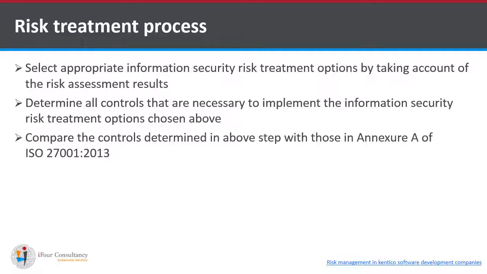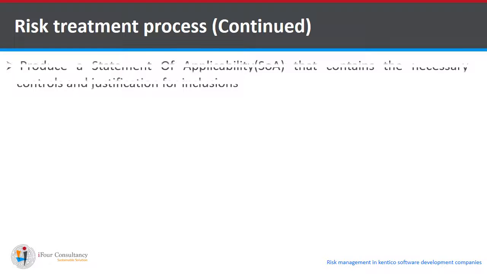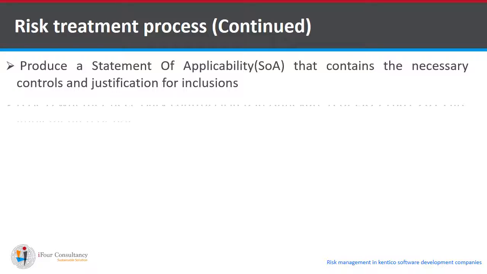Then compare the controls determined in the above step with those in Annexure A of ISO 27001:2013, that is A5 to A18. Then verify that no necessary controls have been omitted. After that, produce a statement of applicability, that is SOA, that contains the necessary controls and justification for inclusion of those controls.